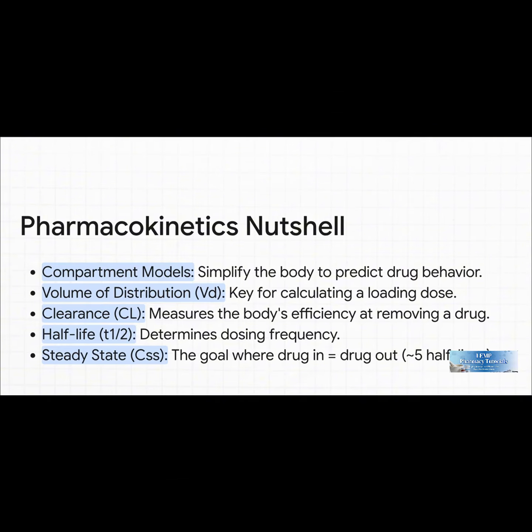1. We use compartment models to simplify the body's complexity so we can predict what a drug will do. 2. Volume of distribution, or VD, is that key hypothetical volume that tells us where a drug has gone and is essential for calculating a loading dose. 3. Clearance is our measure of the body's drug-removing efficiency. 4. Half-life is the practical result of clearance, telling us how often to dose. And finally, 5. Steady state is the goal, that perfect balance where drug in equals drug out, which we usually reach in about 5 half-lives.